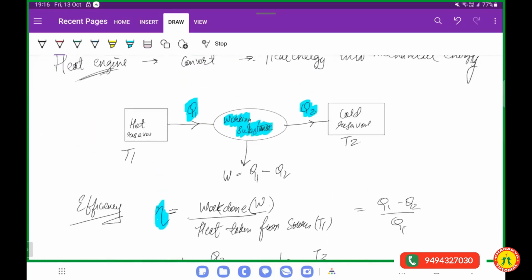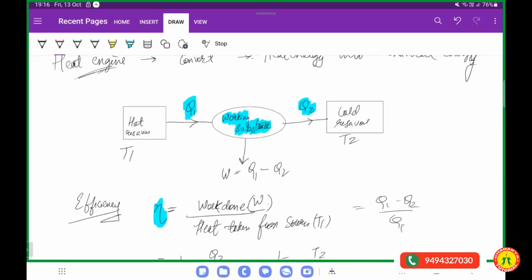Now let's go back here. What was the source here? Hot reservoir, sink. See, this is your source, sink, this is work. So here the source was the hot reservoir. From the hot reservoir we are taking the heat, utilizing that heat in the form of work, and the remaining is sent back to the cold reservoir.